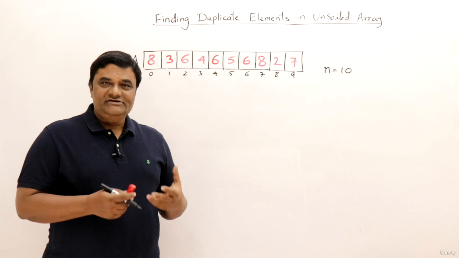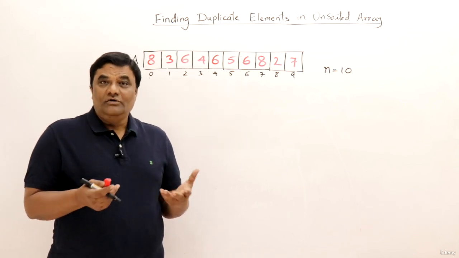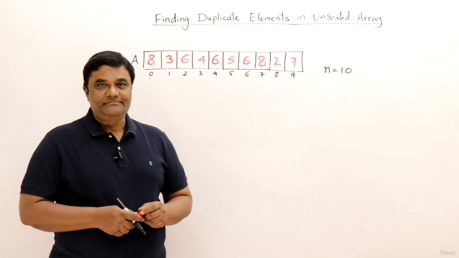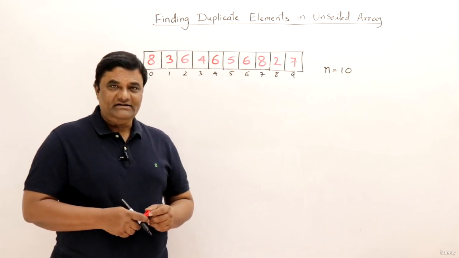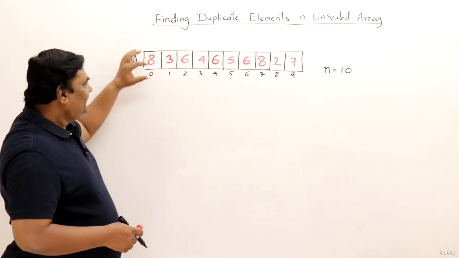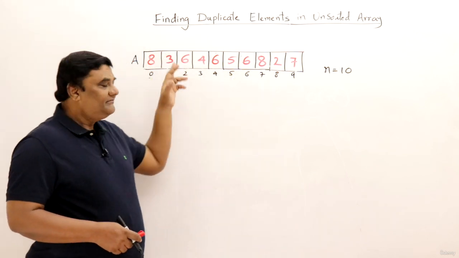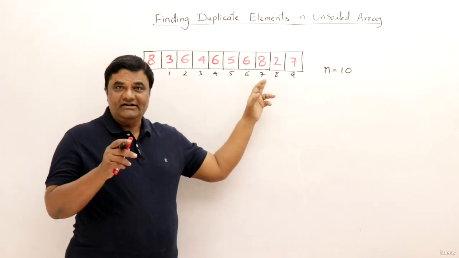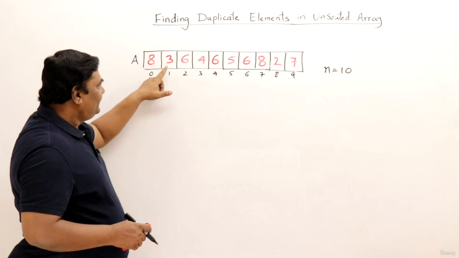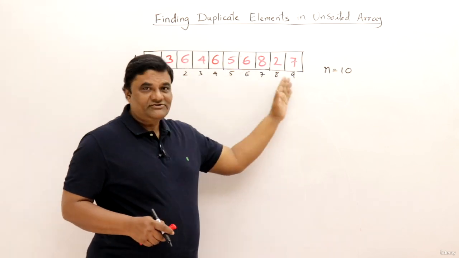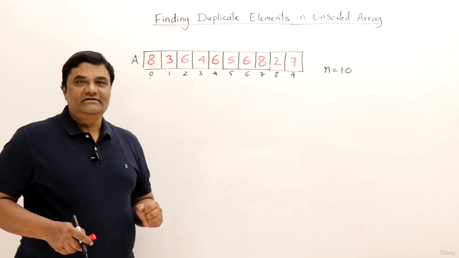Now I want to write a procedure to find out duplicate elements, and also I want to count how many duplicates are there. There can be more than one solution. So let us look at the first solution. We will scan through the array, pick up an element and look for its duplicate. Like 8, we will check in the rest of the array to find out if there is any other 8 present. Next we'll pick up 3 and check in the rest of the array to find if there is any other 3 present.